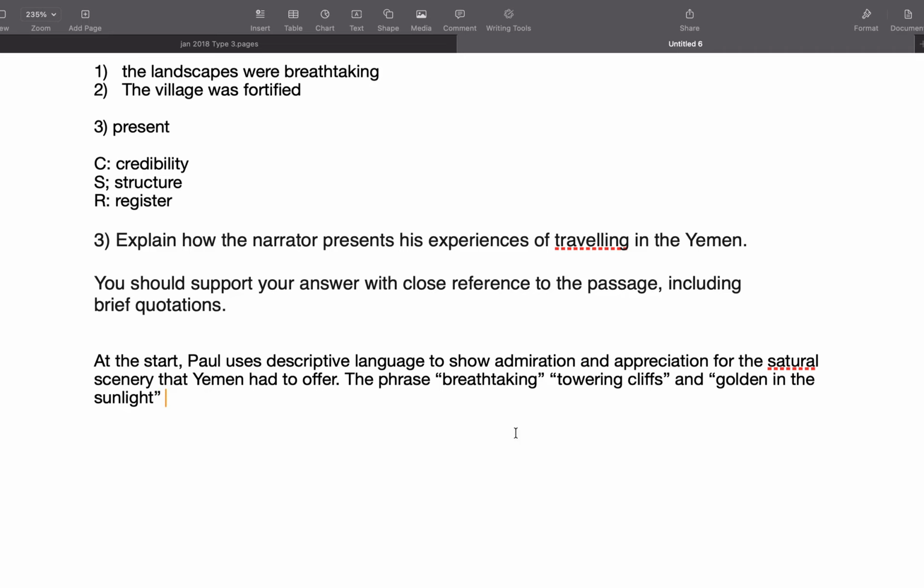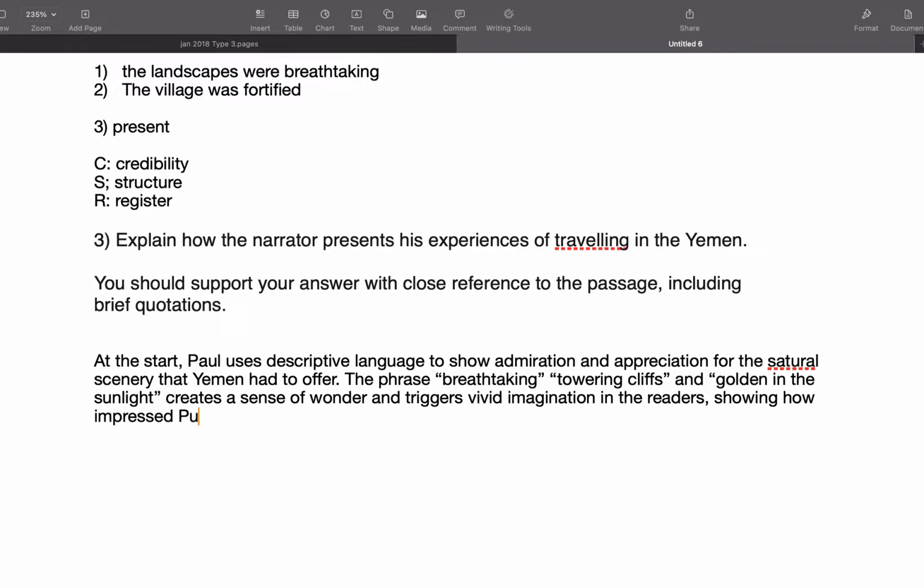What do all these things do? They create a scene that is very wonderful. And it gives you a very vivid imagination of how the scene looks, right? It creates a sense of wonder and triggers vivid imagination in the readers, showing how impressed Paul is.